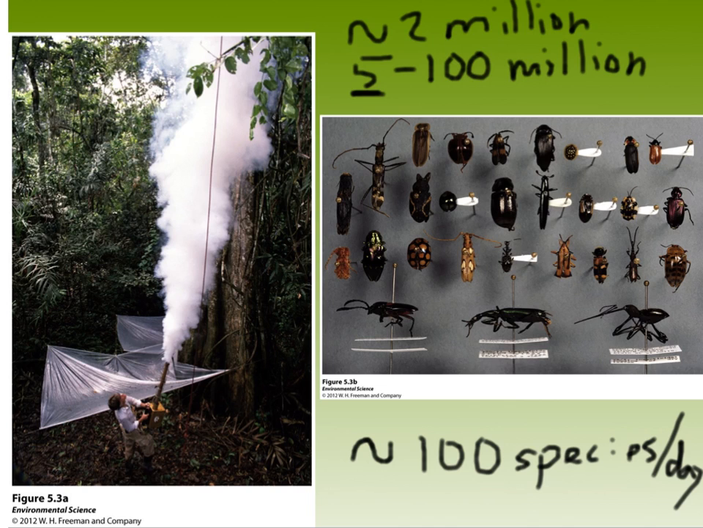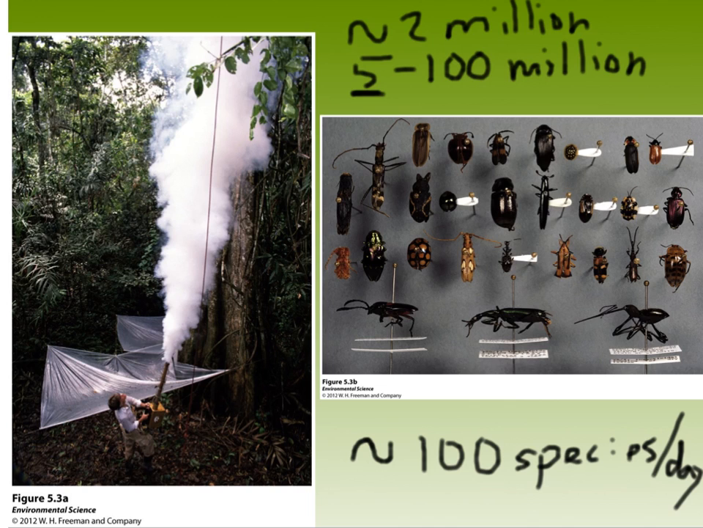We need to measure these things, and we know that the species on Earth are not uniformly distributed. So we can do different things to measure and determine the health of an ecosystem. One is species richness.